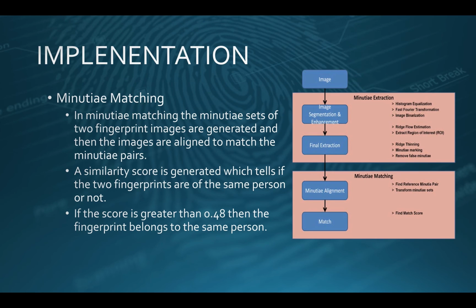And then there is minutiae matching. In minutiae matching, minutiae sets were generated when enhancing, extracting and segmenting the fingerprint. These generated minutiae sets are compared with the previously stored minutiae sets, and a similarity score is generated which tells if the two fingerprints belong to the same person or not. In my algorithm, if the similarity score is greater than the threshold, that is 0.48, then the fingerprint belongs to the same person, otherwise it doesn't.